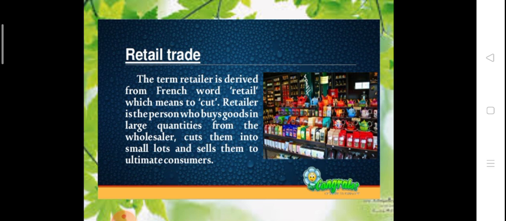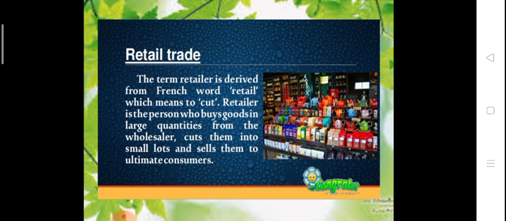Now, retail trade. Retail trade means if a person purchases goods from the wholesaler in a large quantity, but in small lots, and then sells to the customer, it is known as retail trade. Now the term retailer is derived from a French word, retail, which means to cut.